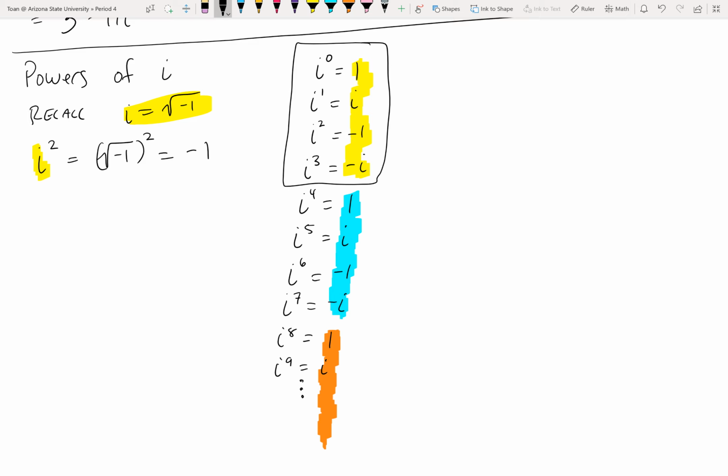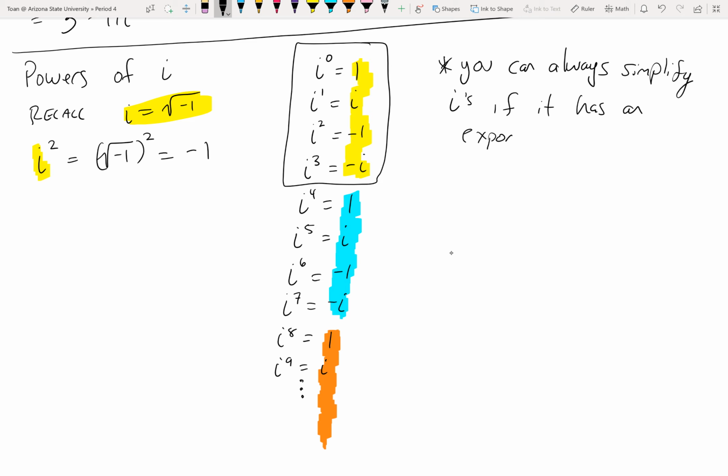So the moral of the story is, you can always simplify i's if it has an exponent. If this was a quiz or a test and I said simplify and you had an i that has an exponent on it, there's always more you can do. Okie dokie?